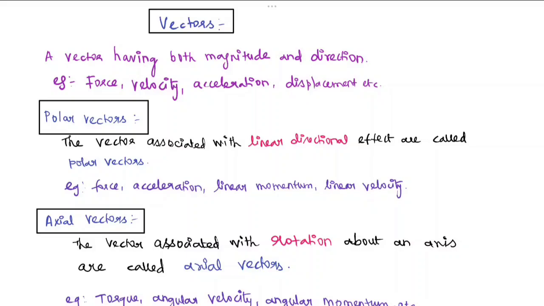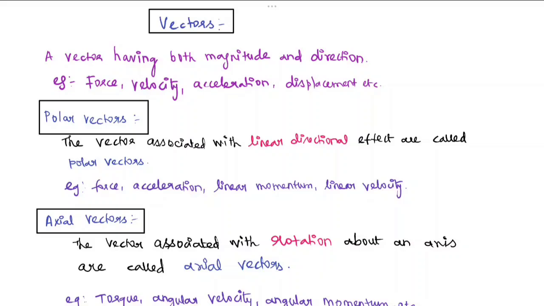So then, what is meant by a vector? A vector has both magnitude and direction. So that is called a vector. What are the examples for vector? Force, velocity, acceleration, then displacement. So a vector has both magnitude and direction.